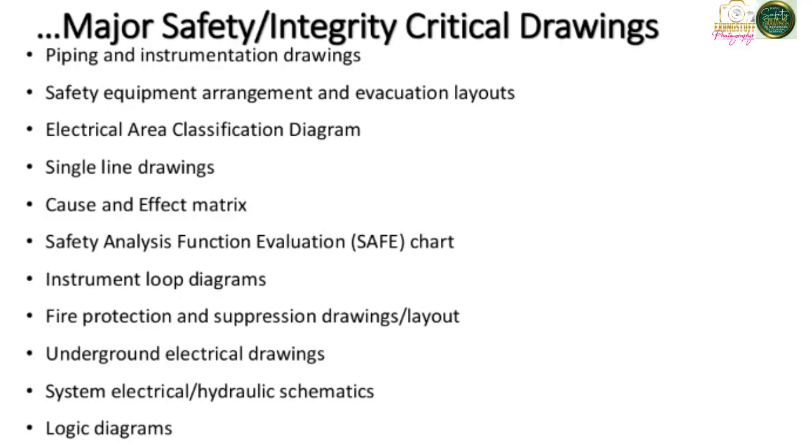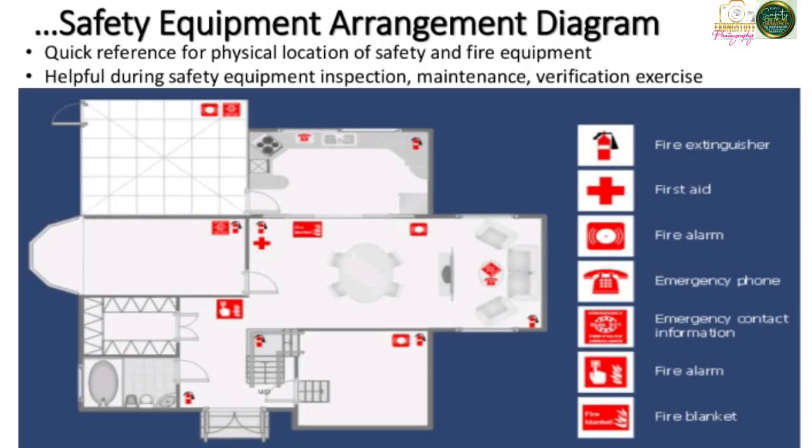Then some other drawing that can be really helpful as a safety professional is what we call the safety equipment arrangement diagram. Some people simply call it the safety plan. What does this diagram do? This is actually a quick reference guide to show you the physical location of safety and fire equipment.